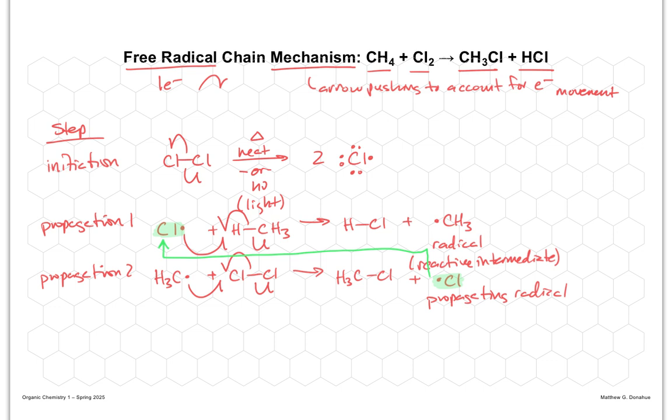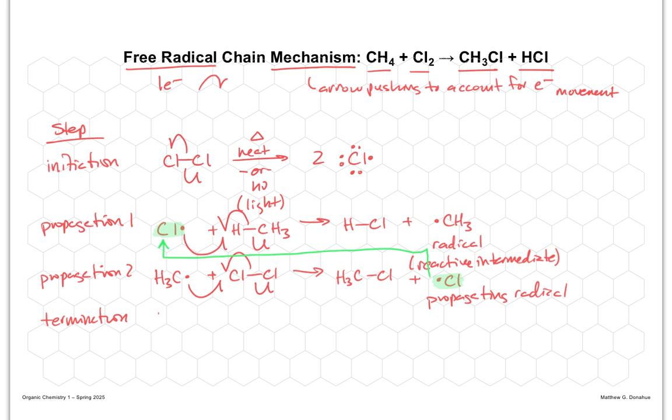So that's the ideal situation, because now you're forming the HCl in the first step and then the chloromethane in the second step. But that doesn't always happen because these things are reactive. They're going to do other things. So there's other steps. The third type of step is called termination. You can have a lot of different types of terminating steps, and it's basically when two radicals react with one another.